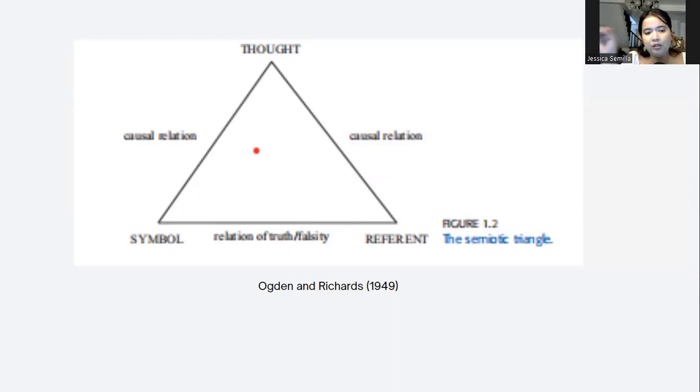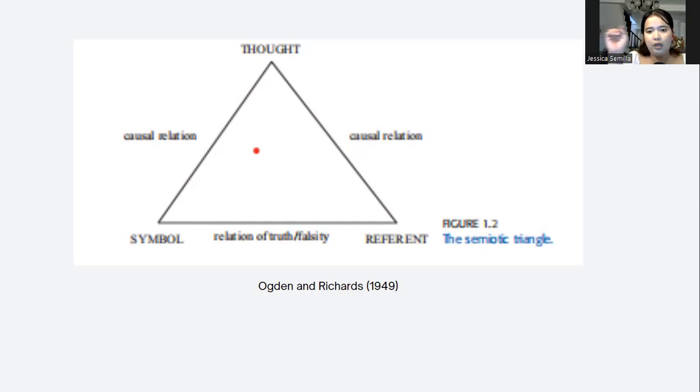The semiotic triangle consists of symbol, referent, and thought. What do you mean by symbol? Symbol is basically the word itself. What is the symbolism of that word? What is the meaning of that one? That is what you mean by symbol. Within that word, for example, table or chair, what does it mean denotatively and connotatively?